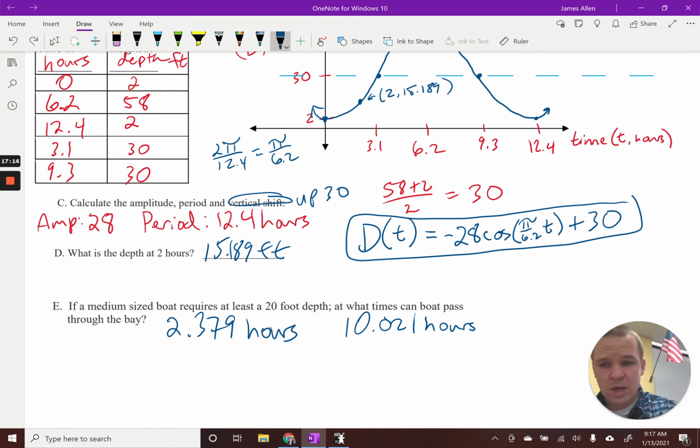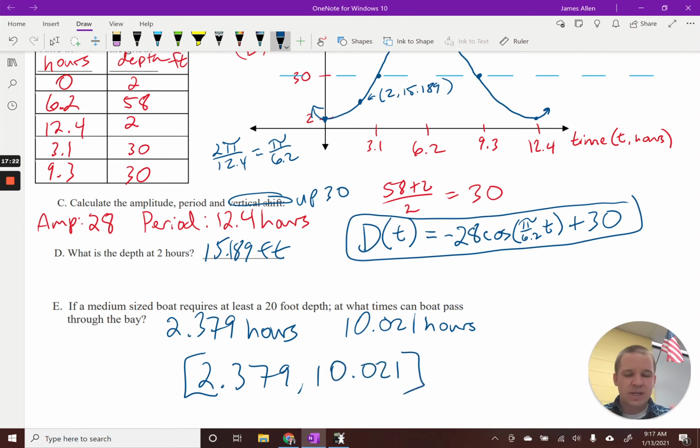So between that time frame, it actually says at least a 20 foot depth, so 20 is cool. So we'll do brackets 2.379 to 10.021 hours. That's 20 feet to 20 feet and anything greater than that between that interval for this one. So that's when a medium-sized boat would be able to pass through.